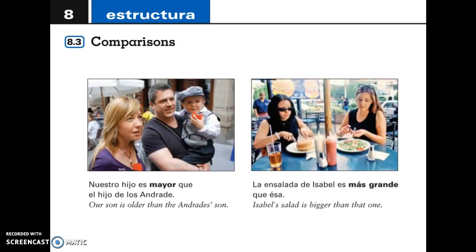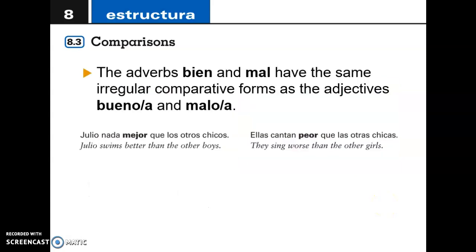We do have some final examples, like in here, nuestro hijo es mayor que el hijo de los Andrade. Our son is older than the Andrade's son. So in here we do have to refer to age. La ensalada de Isabel es más grande que esa. Isabel's salad is bigger than that one. In here we are not referring to age, so instead of saying mayor, we are going to say simply más grande. Okay?